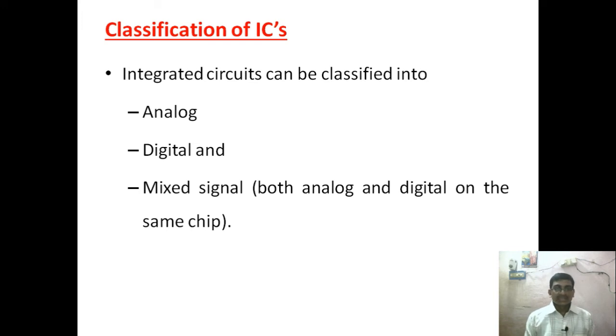And in the case of digital ICs, they take the digital inputs and process them in the digital format using logic gates, and then give the output in the digital format only. Digital format in the sense zeros and ones only. Analog format in the sense waveforms like a sinusoidal signal.